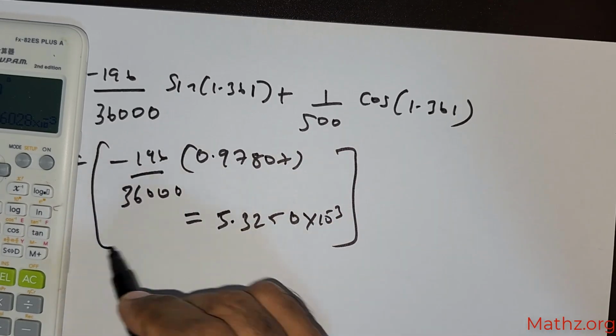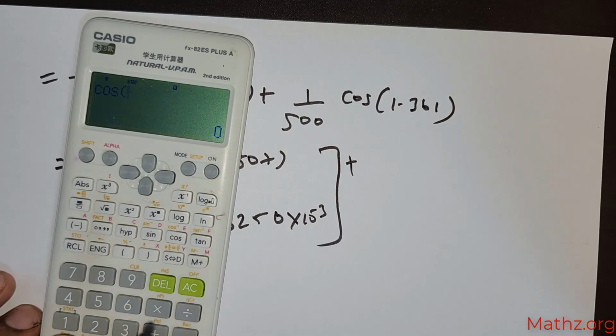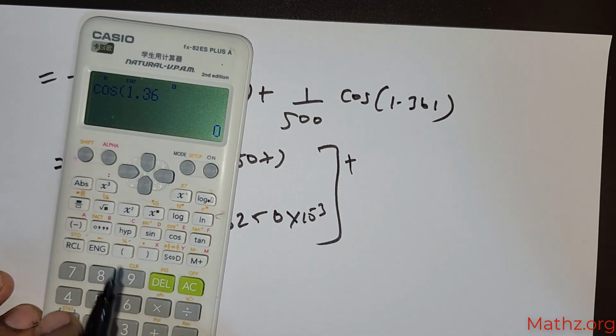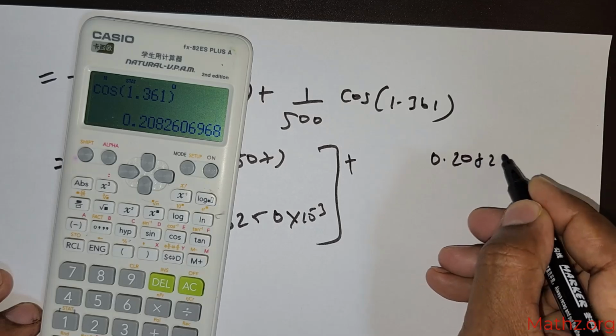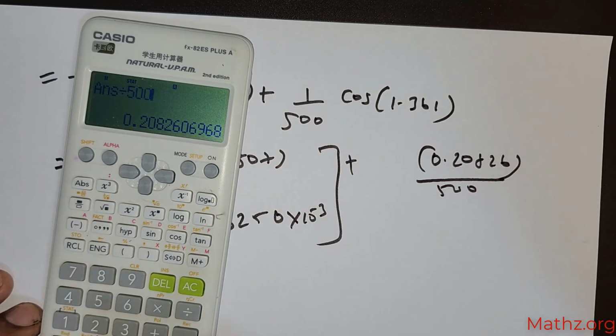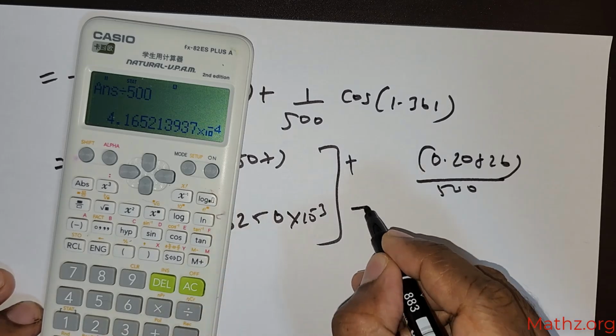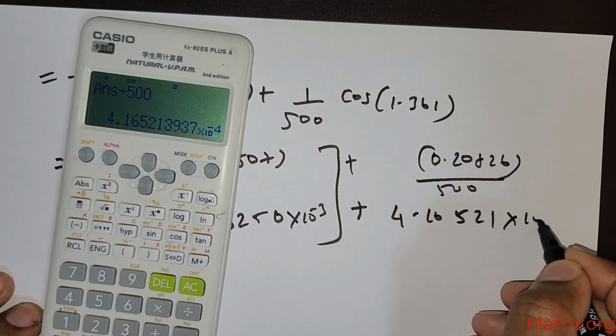So this is one side, plus cos of 1.361. Find out cos of 1.361, and that is giving me 0.20826. That has to be divided by 500. So you divide by 500, you get 4.16521 times 10 to the power of negative 4.